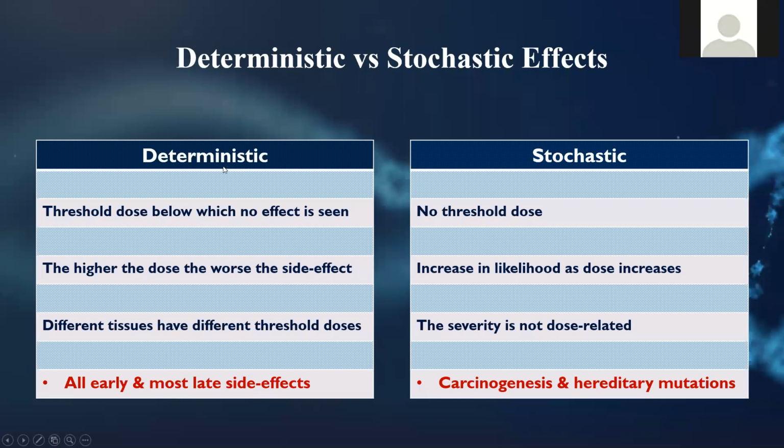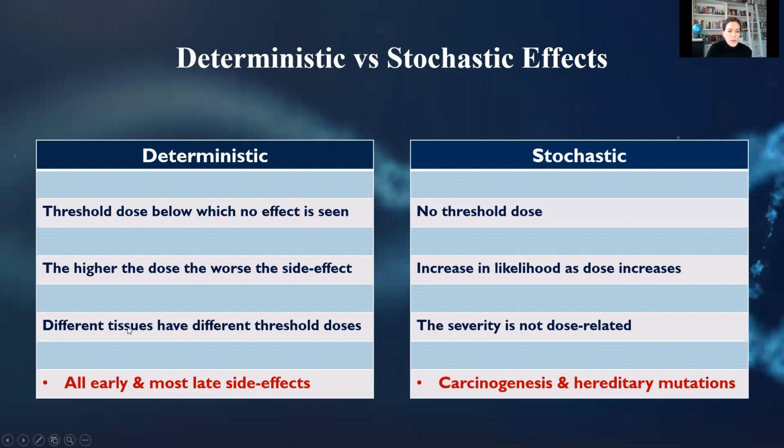They can either be deterministic or they can be stochastic. So deterministic side effects, there is a dose below which there will be no side effect. So this is what we are aiming for when we are using radiotherapy for treatment. We know which dose we can't go above. I'll go into detail about that just now. If you exceed that dose, the higher you make the dose, the worse the patient's side effect will be.